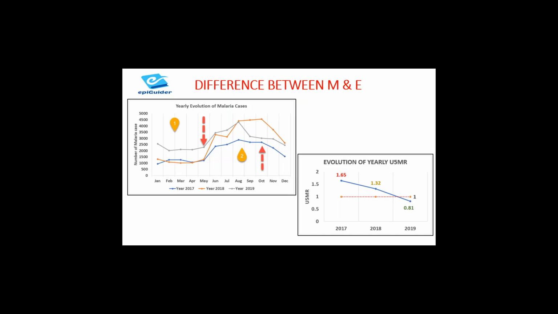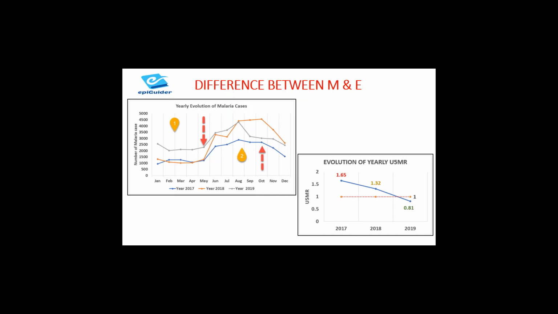That said, let's continue. The first graph shows the number of malaria cases for the years 2017, 2018, and 2019 plotted by month. The second graph shows yearly measurements of the under 5 mortality rate for 2017, 2018, and 2019. Remember, the project started in January 2017. And also that the acceptable under 5 mortality rate or threshold value is 1.0. This is shown by the red dotted line in our second graph.